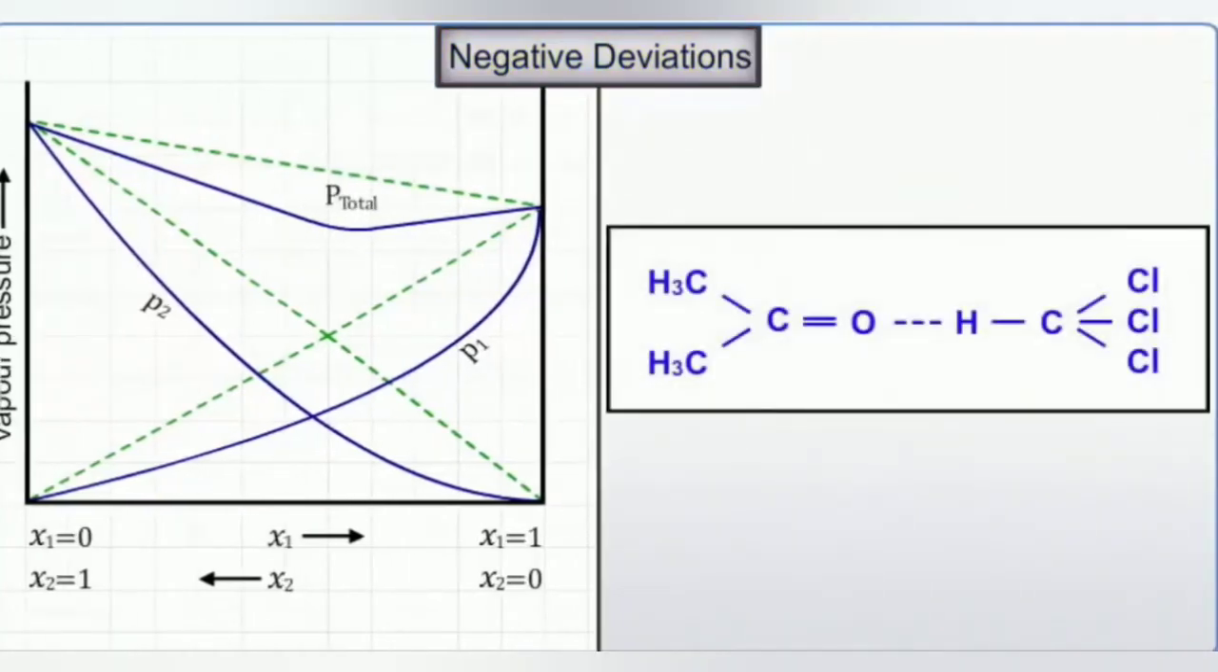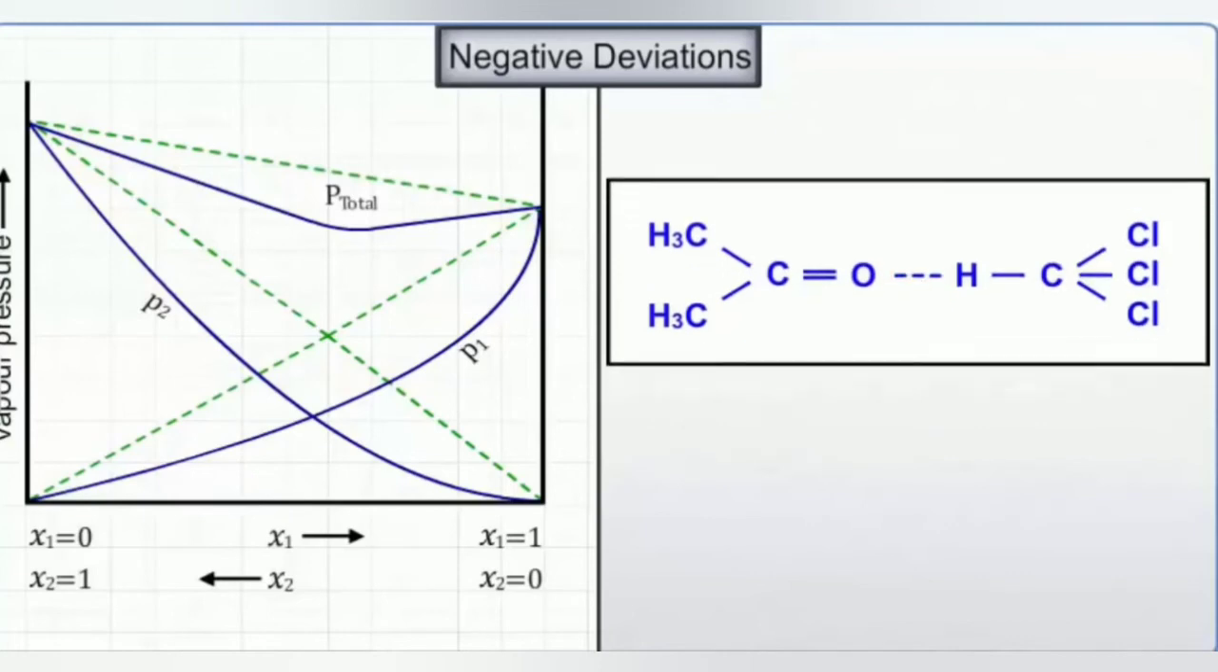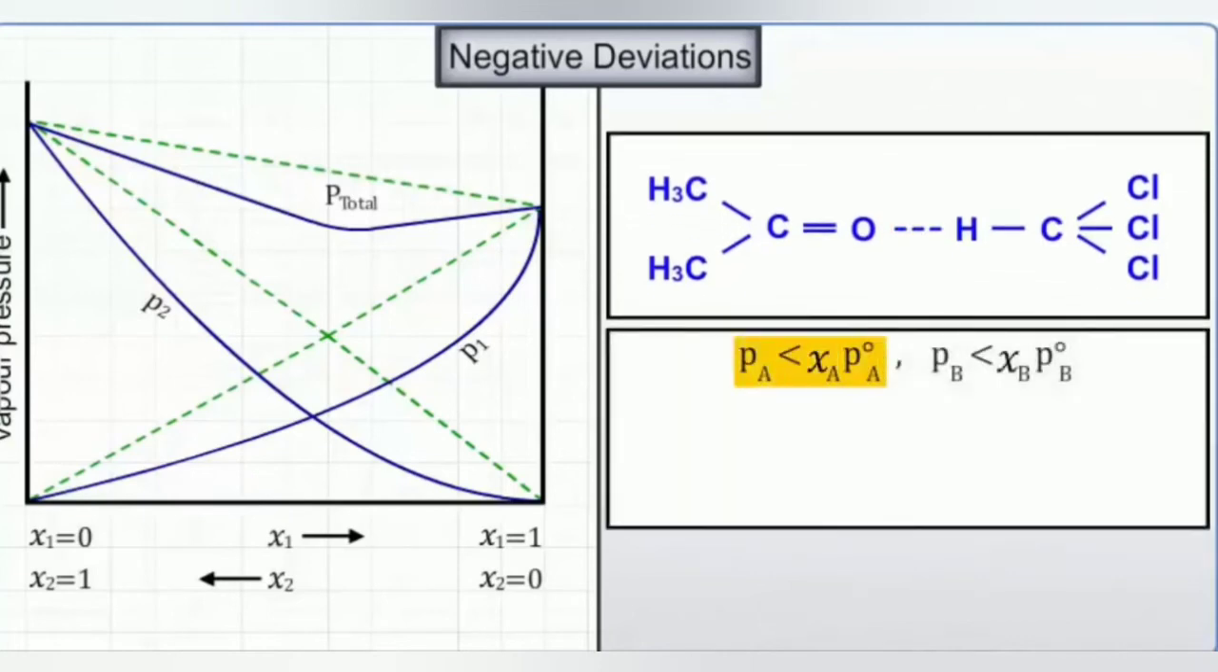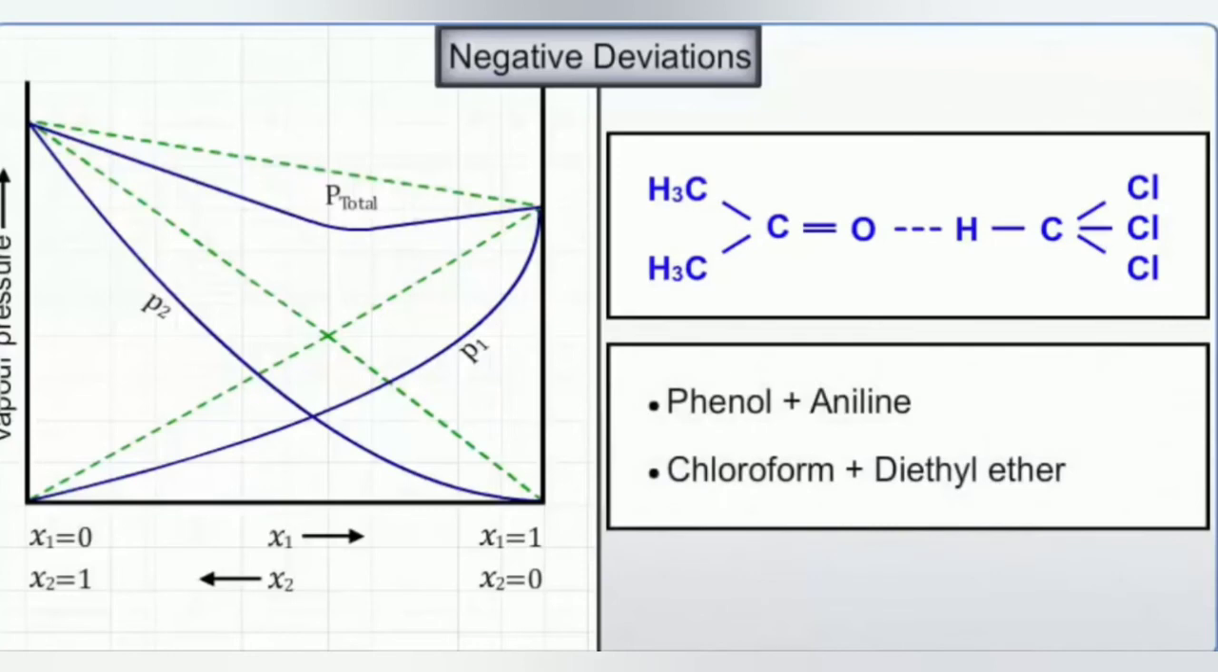As you can see here, formation of a hydrogen bond takes place between the chloroform and the acetone molecule. This decreases the escaping tendency of the individual molecules and results in negative deviations from Raoult's law. For the solutions exhibiting negative deviations, delta H mixing and delta V mixing both are negative. More examples of non-ideal solutions exhibiting negative deviations are solutions of phenol and aniline, chloroform and diethyl ether.